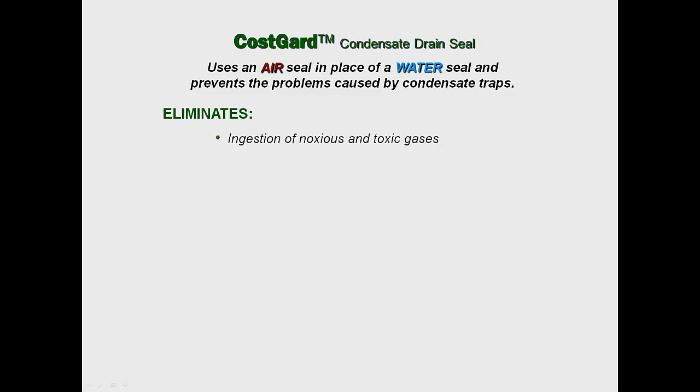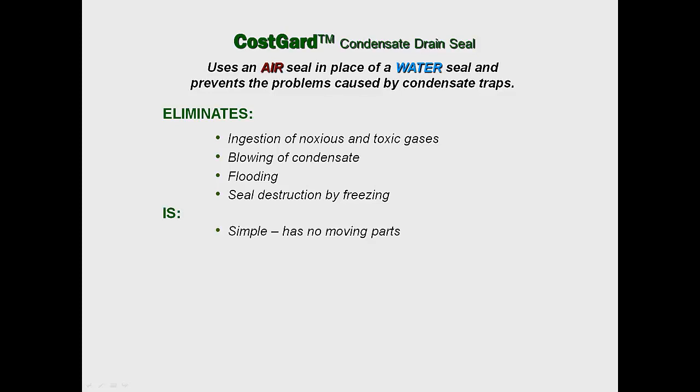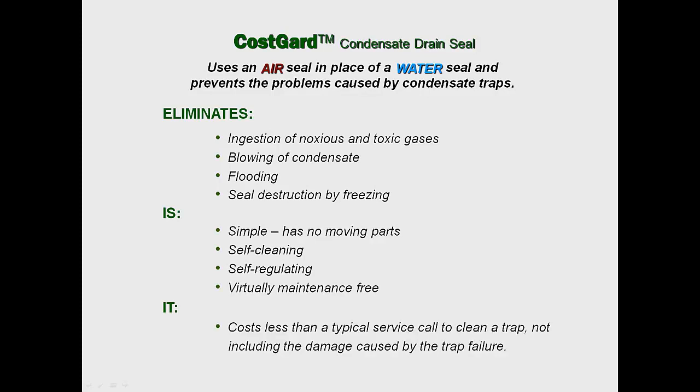It eliminates the ingestion of noxious and toxic gases through the condensate drain line, the blowing of condensate by air entering the drain connection, flooding caused by excessive negative pressure or trap blockage, and it precludes the possibility of seal destruction by freezing temperature. It is simple, has no moving parts, is self-cleaning, self-regulating, and virtually maintenance-free. And it costs less than a typical service call to clean a trap, not including the damage caused by the trap failure. These features of the CostGard condensate drain seal offer building owners numerous benefits.